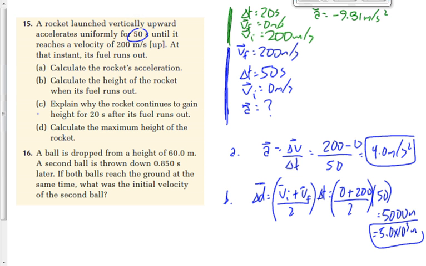Hey, question C, this is just a why question. Who can answer that one for me? Why does the rocket continue to gain height for 20 seconds after its fuel runs out? Why? Yeah, that's good enough for now. Momentum, he said, because of its momentum. It's more because of its inertia. Momentum works too, actually. But you don't really know clearly what either of those terms mean right now.